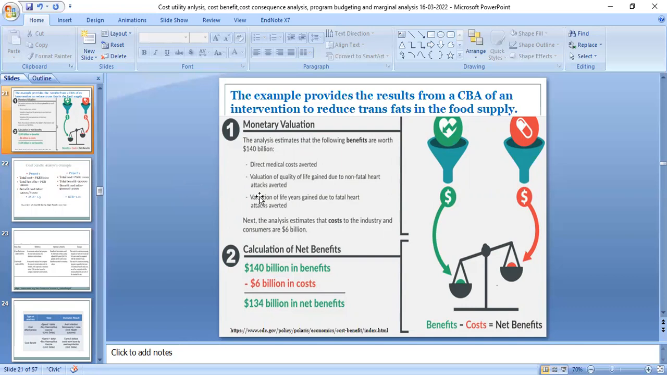Now, calculation of the net benefits. The formula, as already explained, is that net benefit value can be calculated by subtracting the costs from the benefits. So, if we subtract $6 billion from $140 billion, the net benefit value will be $134 billion in net benefits.